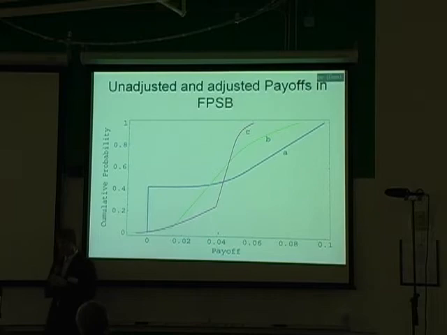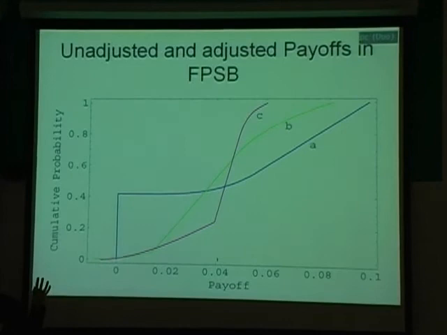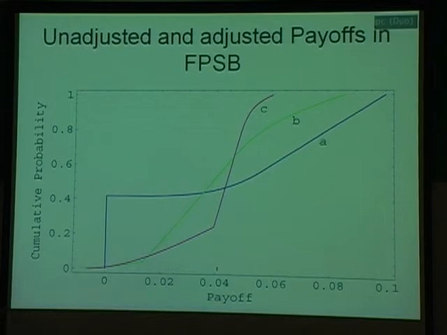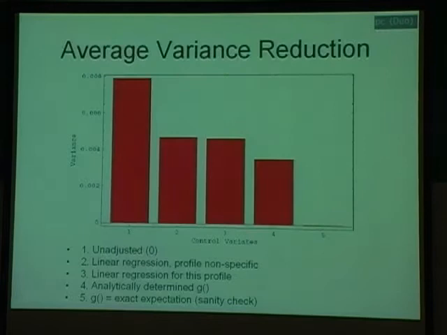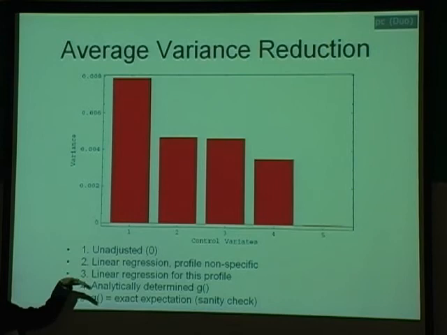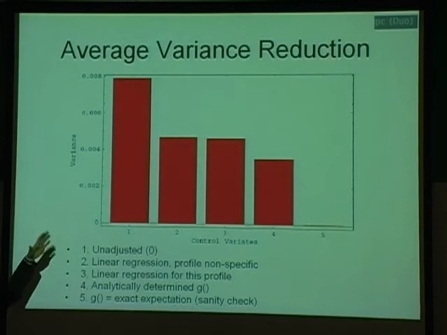Okay, returning to our FPSB example, this graph just gives a visual sense of the adjustment via control variates. These are CDFs, so the more squished together it is, the less variance. Just in the interest of time, I'll gloss over this, but you get the point that introducing these control variates reduces variance. This is the kind of best case control variate for FPSB, the analytically determined one. And actually, we can even use, for every single sample, knowing the types, a closed form expression giving exactly what the expected payoff is. So we can apply that control variate, and of course that will nail the true expected payoff every time. So that was just a sanity check. Okay, so this is the unadjusted one here.